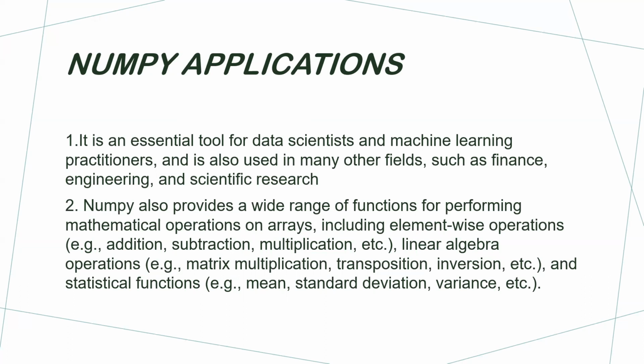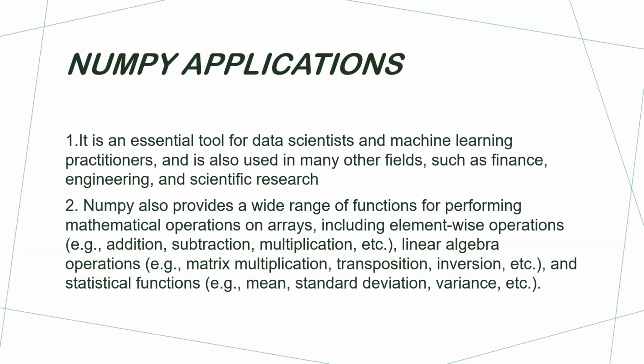How to access array elements. Array indexing is the same as accessing an array element. You can access an array element by referring to its index number. The indexes in a NumPy array start with 0, meaning that the first element has index 0 and the second has index 1, etc.